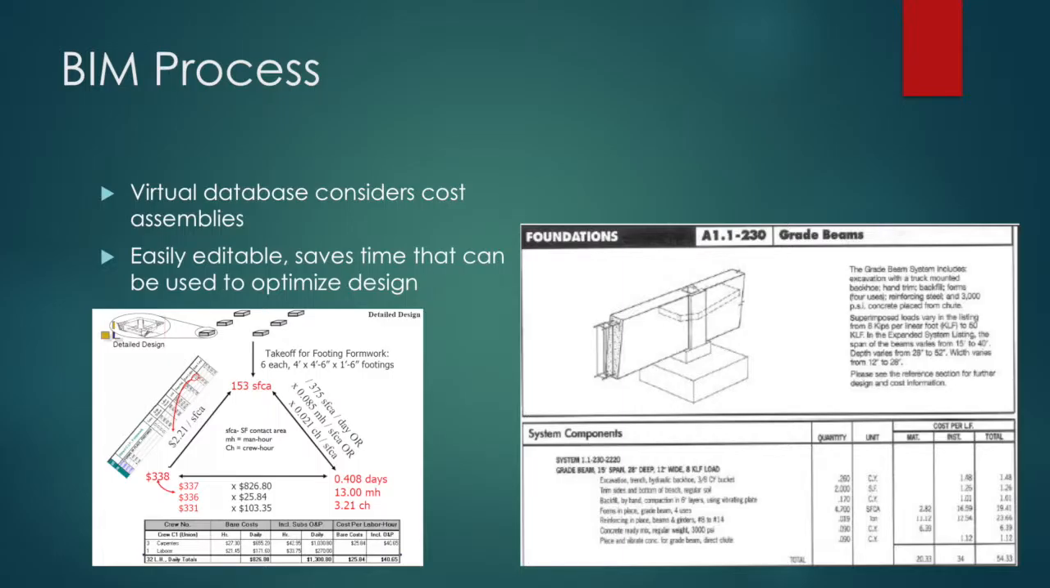The process to perform a detailed cost estimate within BIM considers cost assembly data from the virtual database, and it is easily editable to save time that can be used to optimize design or even estimate potential change orders or addendums. As shown in the image, the software considers square foot contact area for the footing framework, as well as man hours and crew hours needed to calculate the cost. Changing the footing dimensions is automatically represented in the detailed cost estimate, which allows for quicker and more accurate estimates.